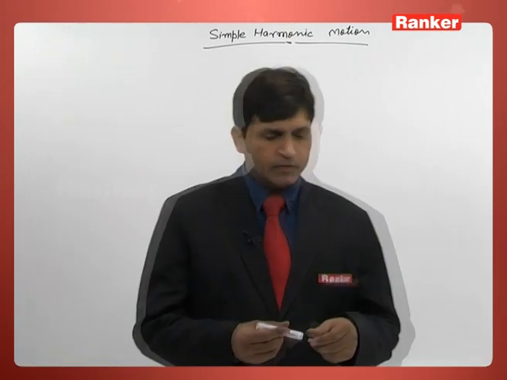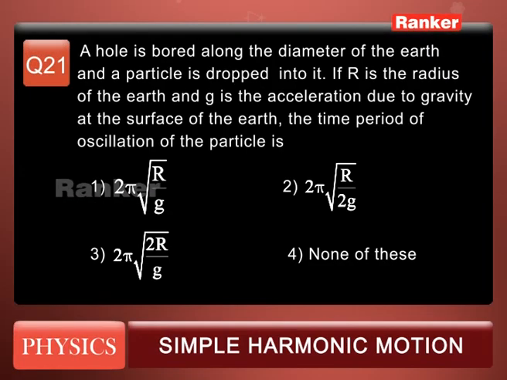We now come to question number 21. The question is: a hole is bored along the diameter of the earth and a particle is dropped into it. If r is the radius of the earth and g is the acceleration due to gravity at the surface of the earth, then find the time period of oscillation of the particle.